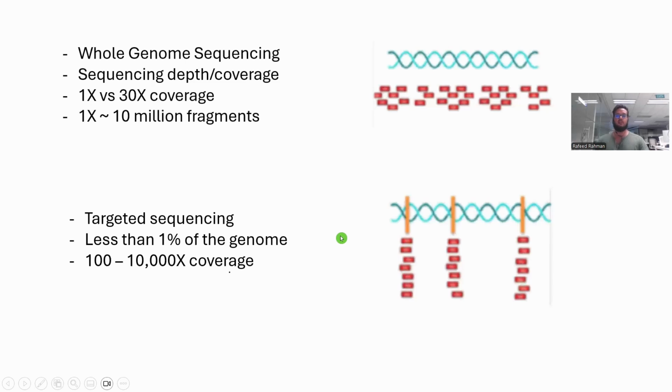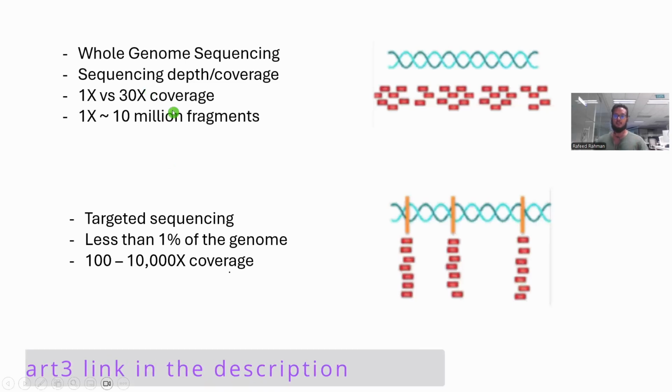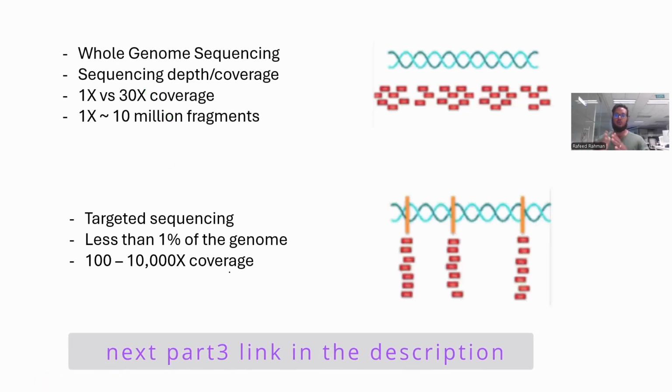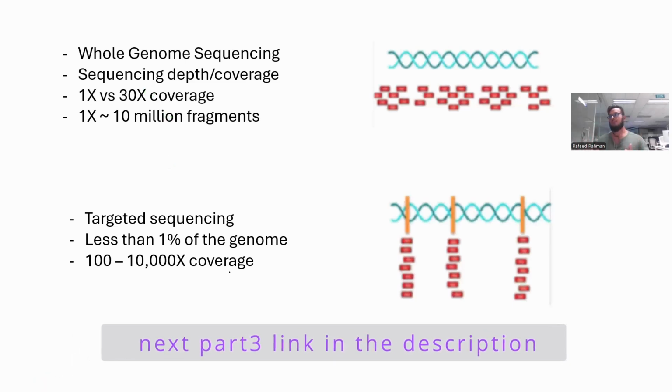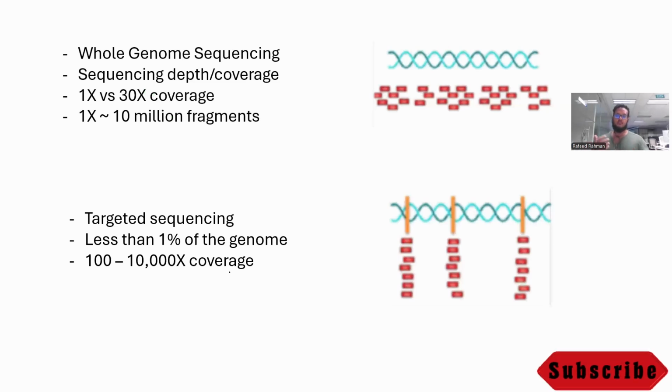In the next tutorial, we are going to talk about coverage and copy number alteration, which is basically related to coverage. The link will be given in the description. And when we talk about coverage or copy number alteration, the first thing that comes to a bioinformatician's mind is GC bias.